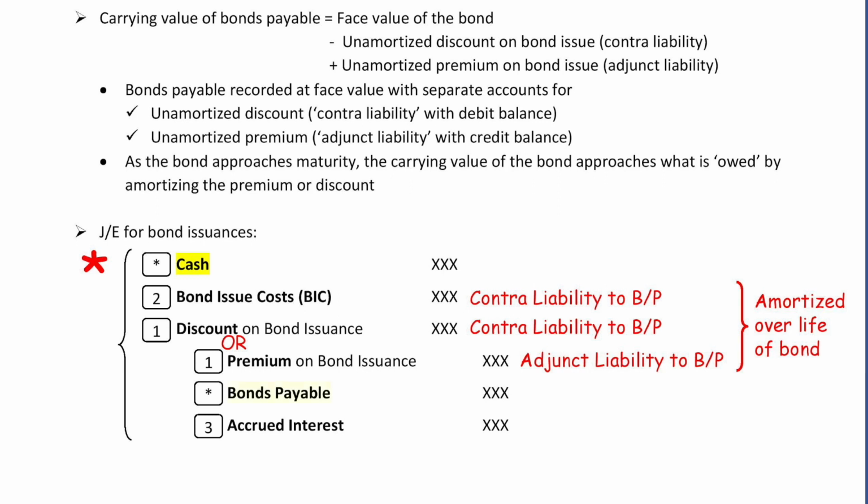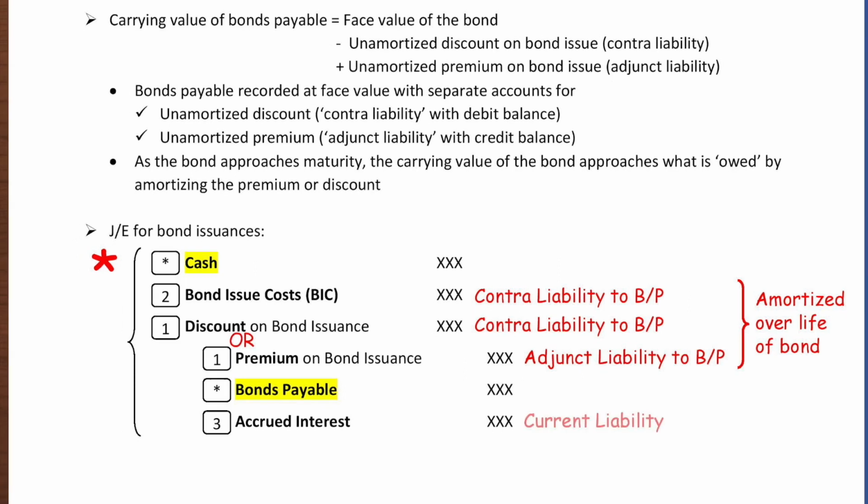On the credit, highlight bonds payable. Naturally, that's a simple journal entry. Cash coming in, bonds payable, liability getting built up. And we also talked about accrued interest. For that, right, current liability.